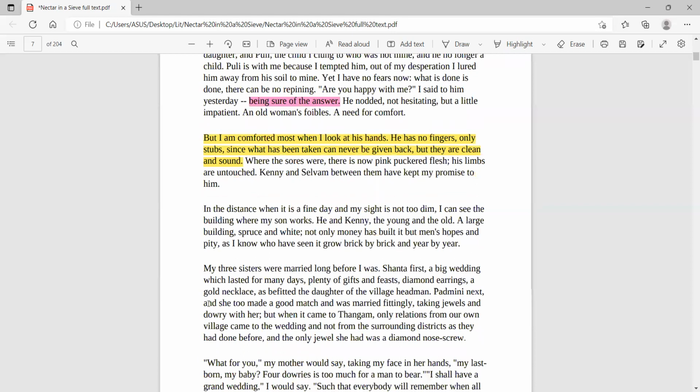In the distance, when it is a fine day and my sight is not too dim, I can see the building where my son works. He and Kenny, he is her son, the young and the old. A large building, spruce and white. Not only money has built it, but men's hopes and pity. What is it? Not only money has built it, but men's hopes and pity.